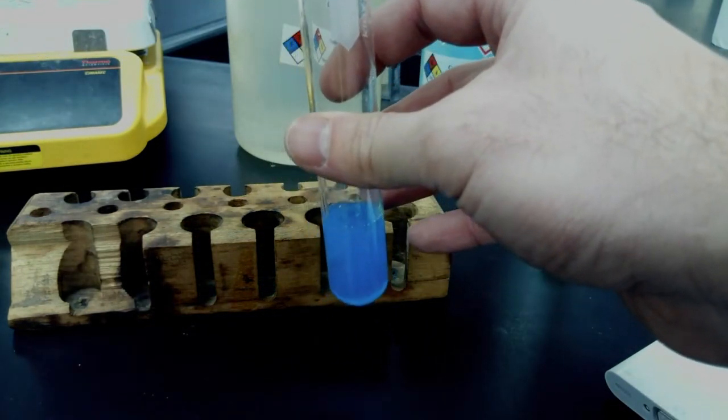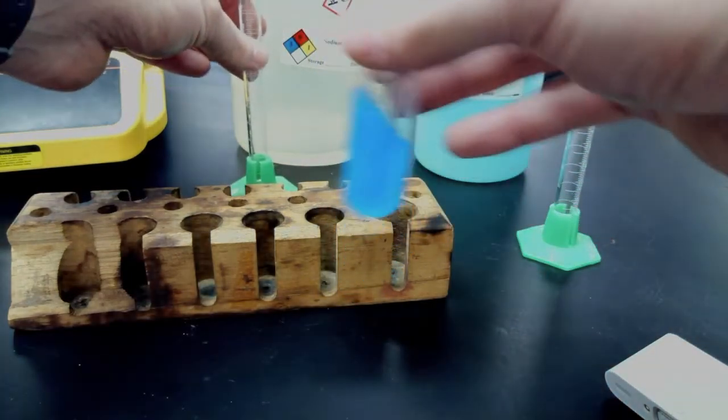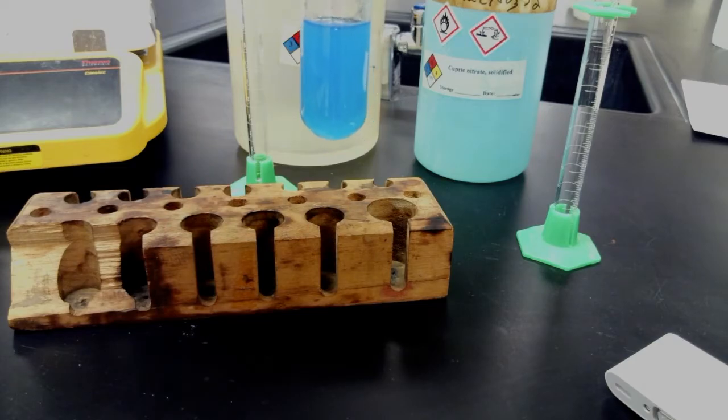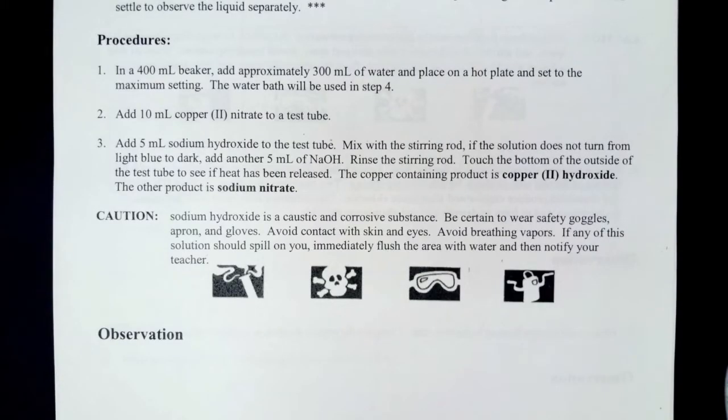So at this point you see a dark blue precipitate has formed. That solid is what we call a precipitate. Now you'll record your observations at the bottom where it says observation. And you've got to make sure you record the liquid and the solid.